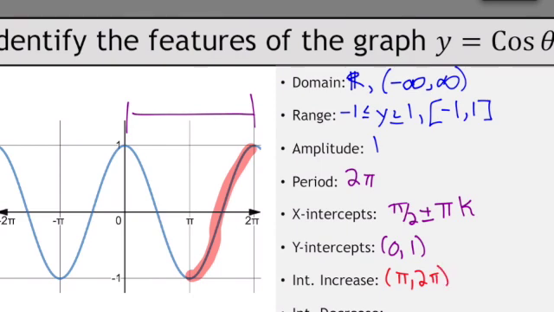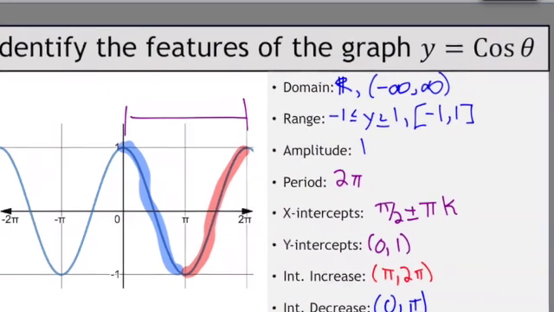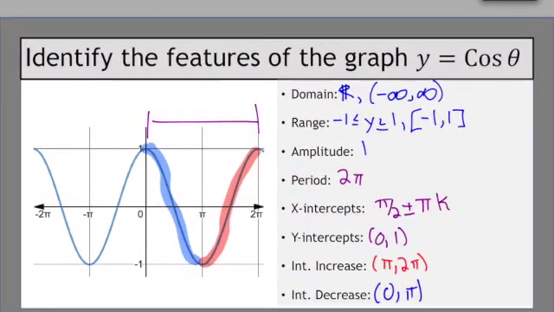And then for decrease, we're going to start at 0, and we're going to go all the way to pi. So here we start at 0, and then we end up right at pi. And there's our interval of increase and decrease.